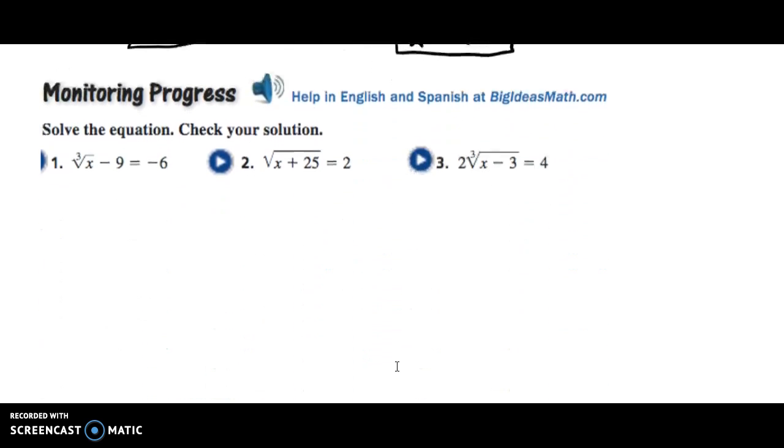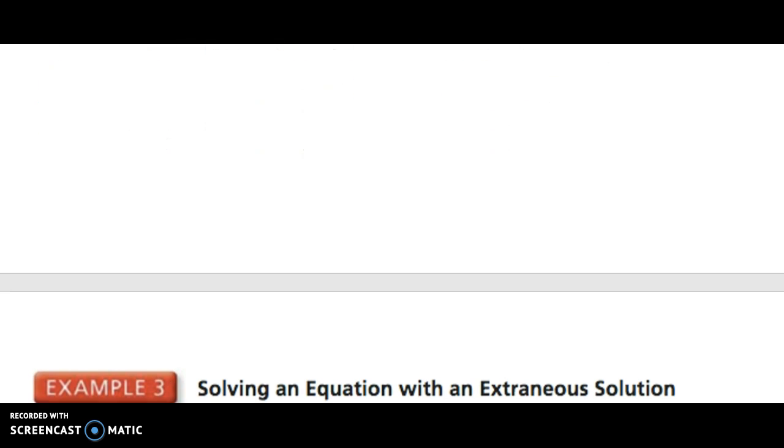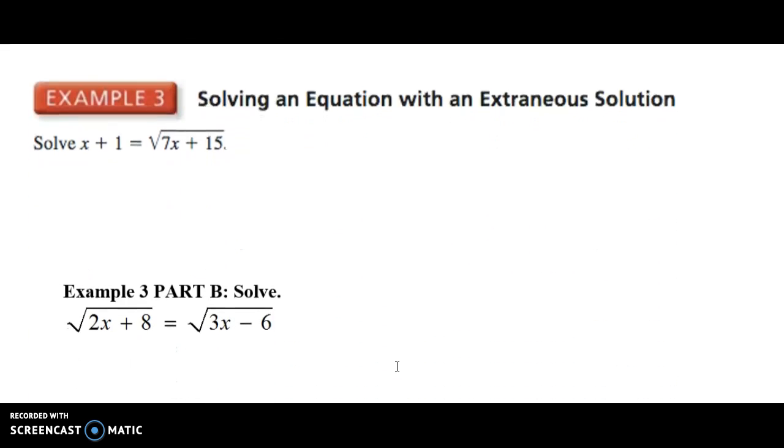You can look at the Monitoring Progress problems, try them if you'd like, otherwise we'll work on them the next day. Let's move to example 3. Again, step 1 is isolate the radical, which is already done.